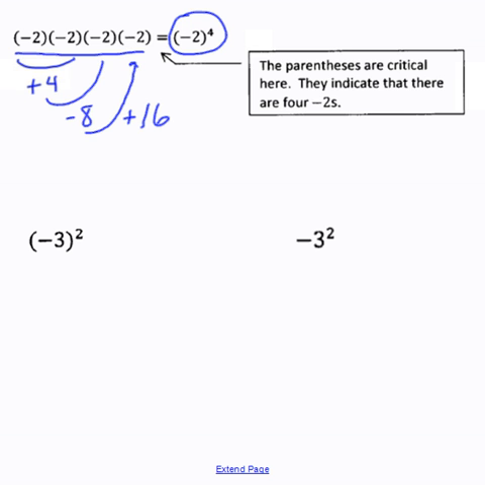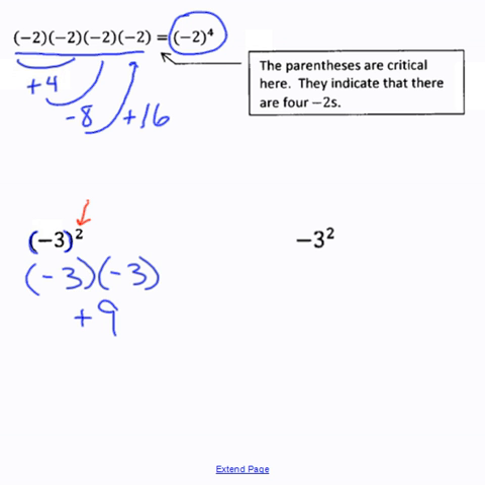Down below, I want to show you, these are the two that people really struggle with on tests. The first one means just what we talked about up above. The parentheses being around the -3 tell us that it is -3 that's being multiplied by itself the 2 times that the exponent shows. So this one is -3 times -3, which is +9.